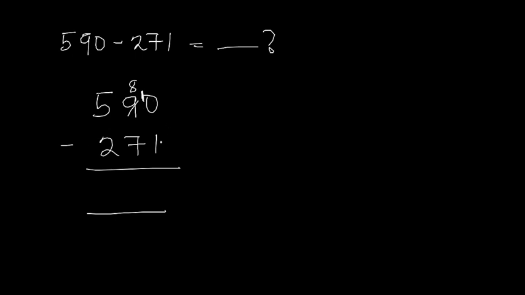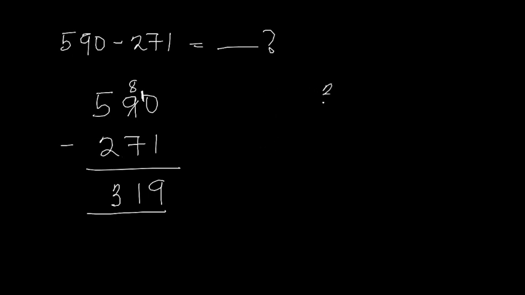So 10 minus 1 will give me 9. So I have my 9 over here. So under the tens column, I'm left with 8 over here, not the 9 again, 8. So 8 minus 7 will give me 1. Now I come to the hundreds column. 5 minus 2 will give me 3. So 590 minus 271 will give me 319. Alright, let's have a look at another example.